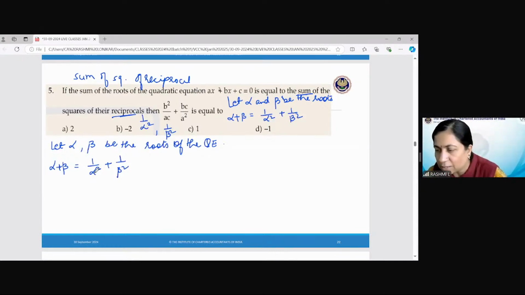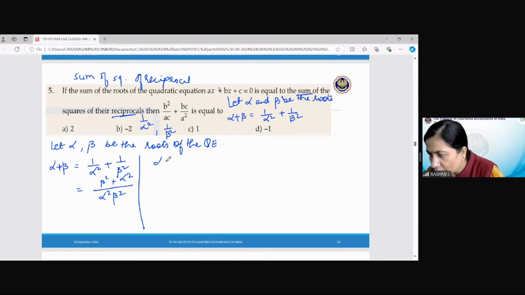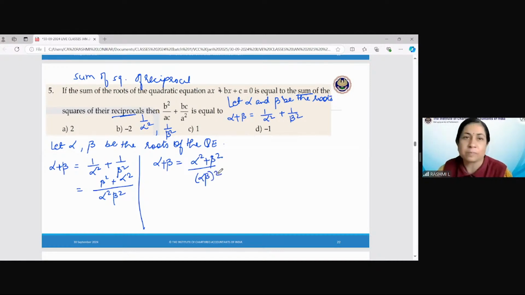Now, let us cross multiply over here on the right hand side. Alpha square plus beta square over alpha square into beta square, that is the LCM. So this will be beta square plus alpha square. Okay. So alpha plus beta is equal to alpha square plus beta square upon alpha beta whole square.